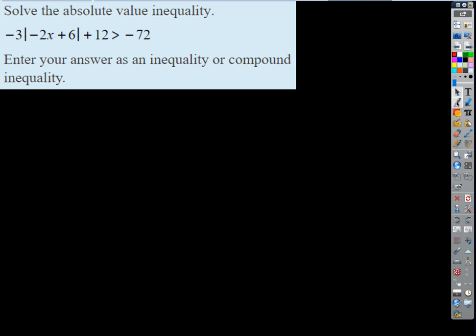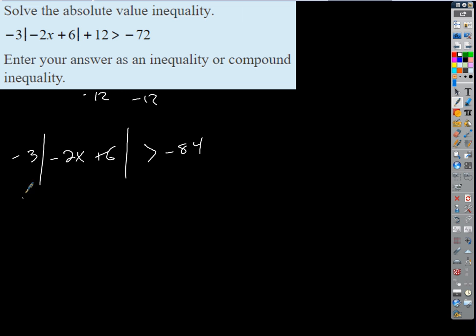So what do we got to do first? Subtract 12. So if I do that, I get -3 times the absolute value of -2x plus 6. All that stuff's off limits, right? Can't do anything inside. Is greater than -84. Now what?